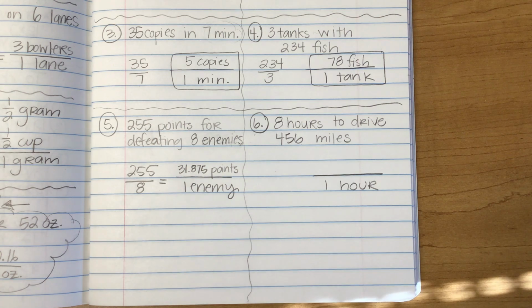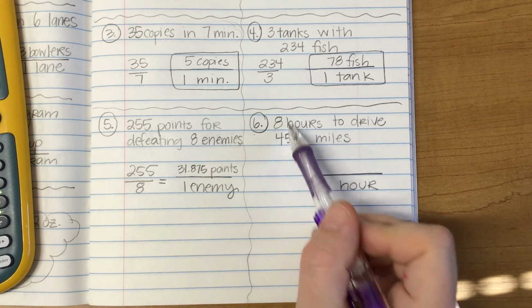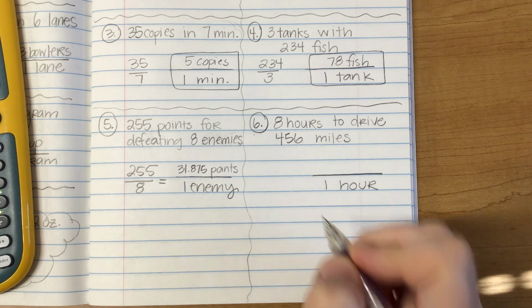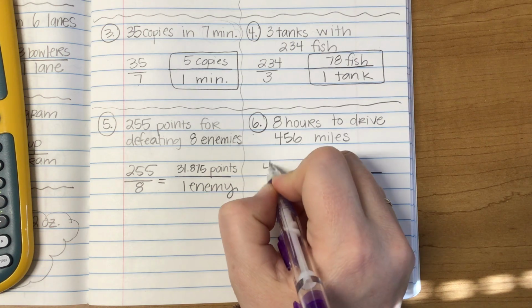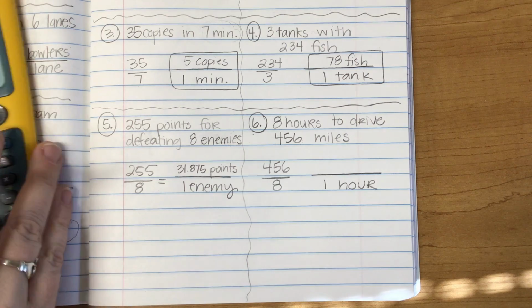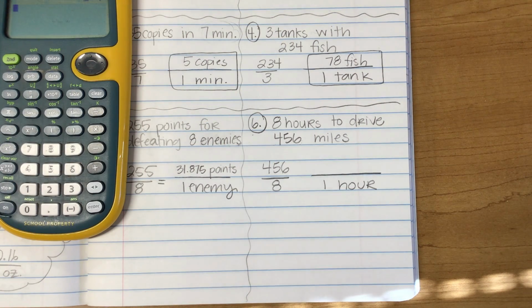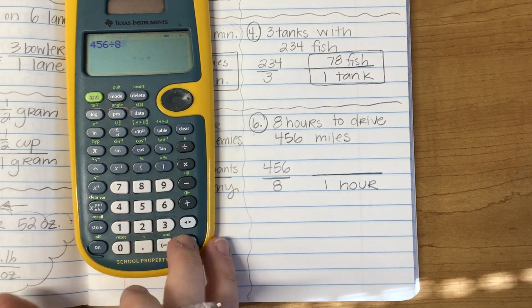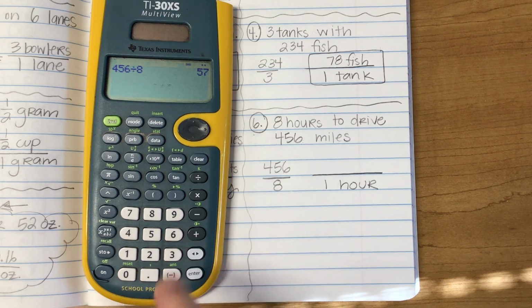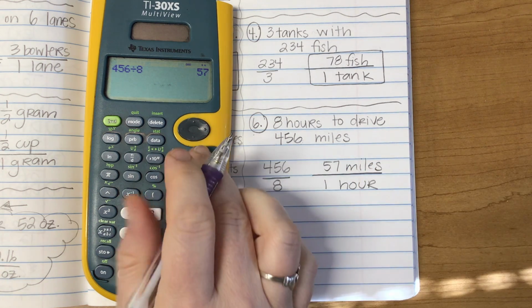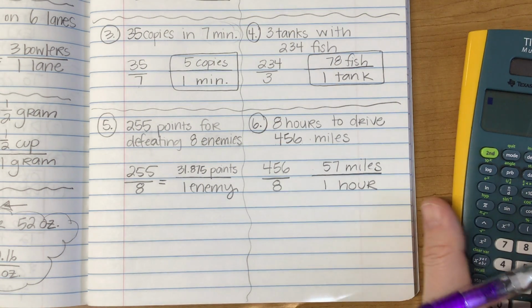I could ask, and you would do 8 divided by 456. That's fine. But we're going to do 456 miles divided by 8 hours. It's all right. 456 divided by 8 hours is 57 miles in 1 hour.